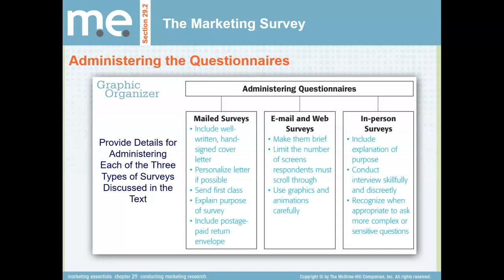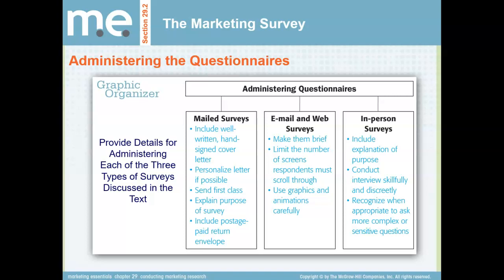So 3 different ways to administer those surveys. And that includes mailing in surveys, email and web surveys, and then in-person surveys, or kind of what we call interviews. So mailed surveys should be well written, have some kind of hand-signed cover letter or a personalized letter if possible, send first-class mail, and then include the postage and return envelope if you want it back.